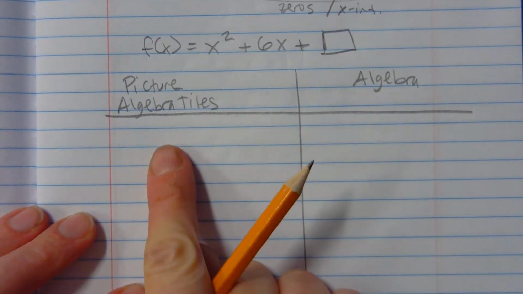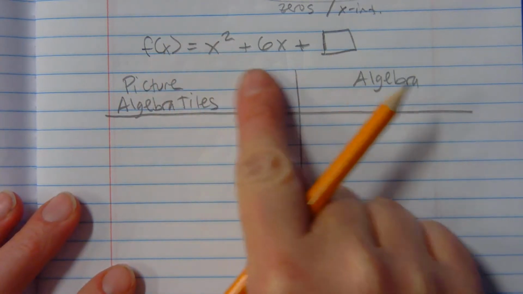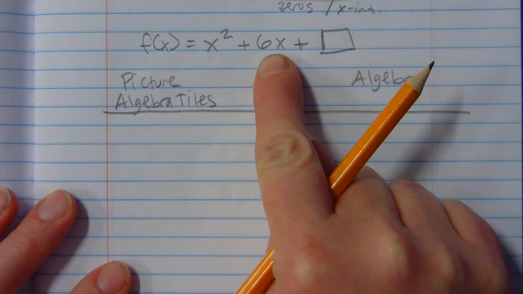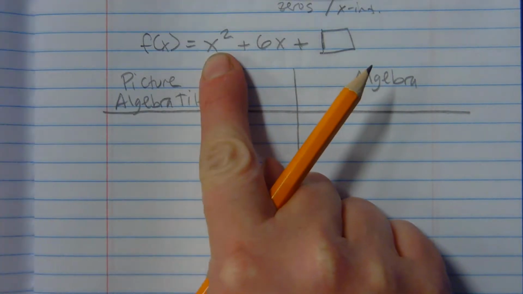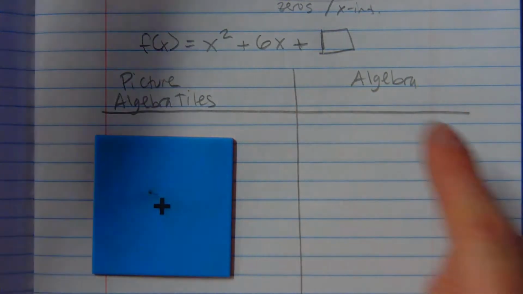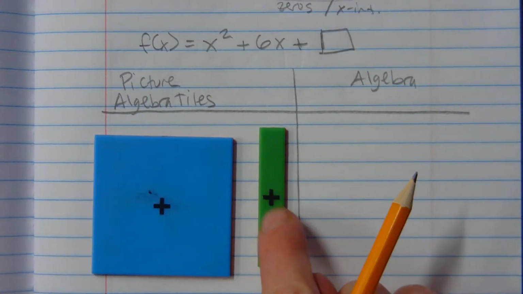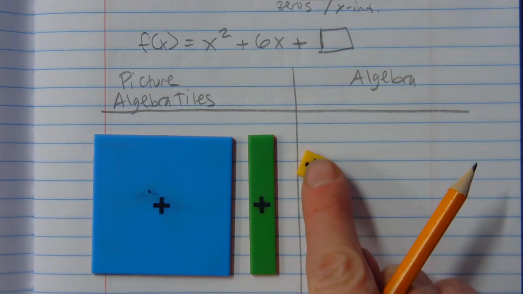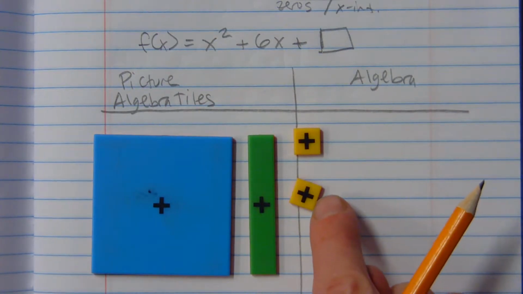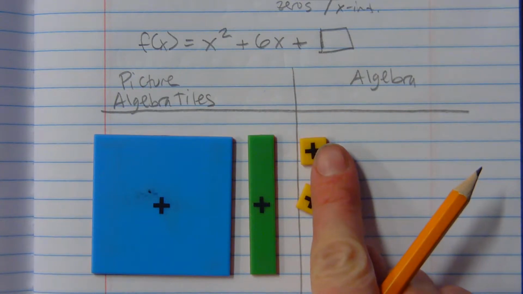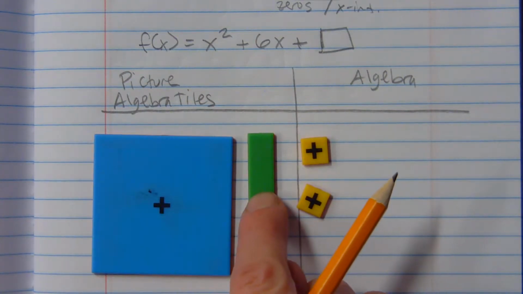When I do the picture, I'm trying to figure out what number can go here so that this makes a perfect square. I know that I have one of these. This is my x squared, and I have 6 of these. I'm not going to actually draw all of it, but I have 6 of these. And then I have who knows how many of these. That's what I'm trying to figure out. Do I have 1, or 2, or 20, or 30? I don't know. So I'm trying to figure out how many of those I need right now, if I have 1 of these and 6 of those.